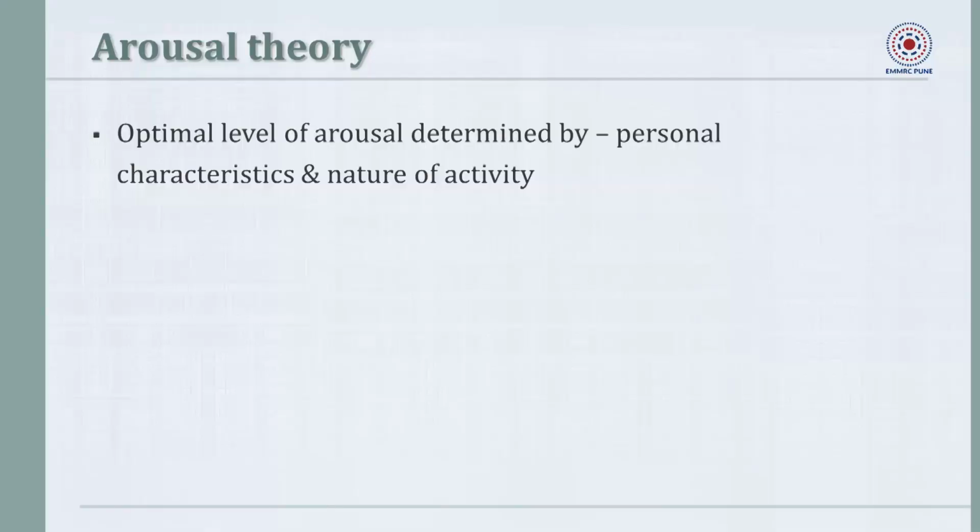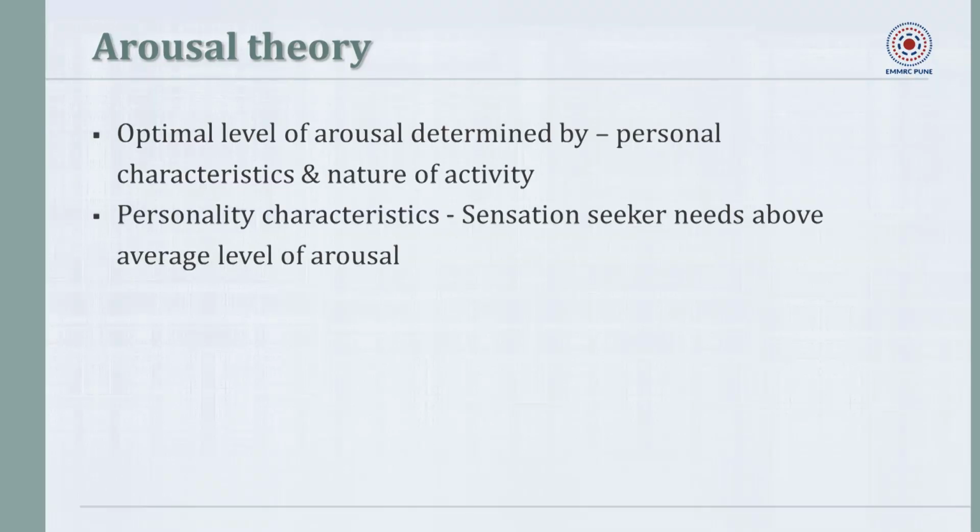The optimal level of arousal is determined by two factors: personal characteristics and the nature of the activity. One of the personal characteristics that has been studied is known as sensation seeking. A sensation seeker is someone who needs higher than average levels of arousal. These individuals might like to try out new things, move to a different city, or try adventures like paragliding and bungee jumping. On the other hand, there are people who need lower levels of arousal to be motivated.